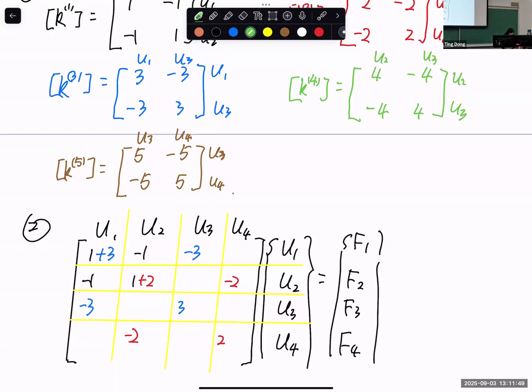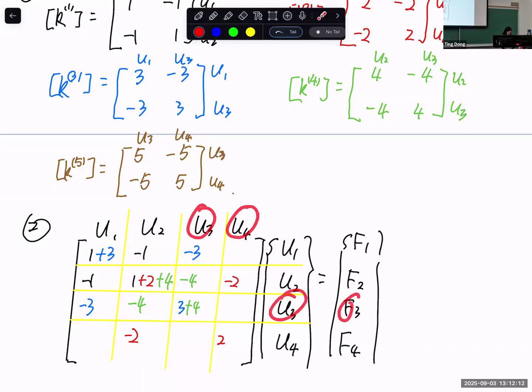So +4, -4, -4, +4. And for element 5, it has U3, U4, so U3, U4, U3, U4. So it should be these 4 components.